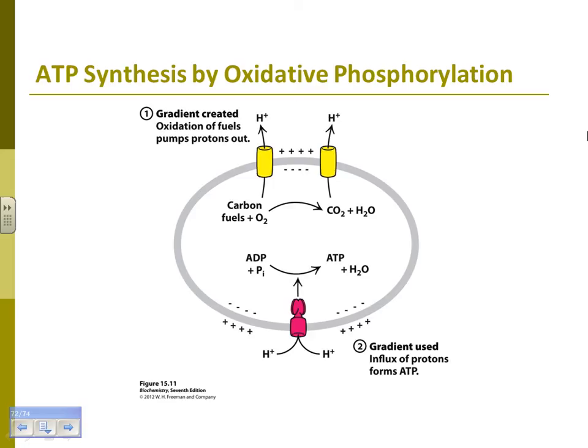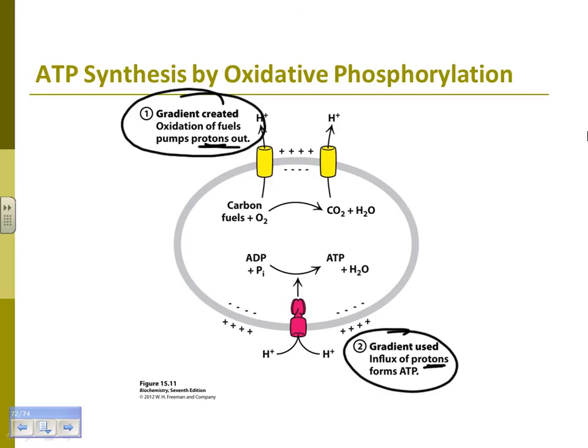Secondary priority, I've seen this come up on a quiz before, that the gradient is created by the oxidation of fuels. It pumps protons out, and there's a gradient used, an influx of protons, to form ATP. I had no idea what this was talking about at the time. If you don't either, that's okay. This is covered in Biochemistry 2 in great detail, but for now, this flow, this proton gradient is the key point to get. Protons and electrons, that's what is helping make the ATP by oxidative phosphorylation.